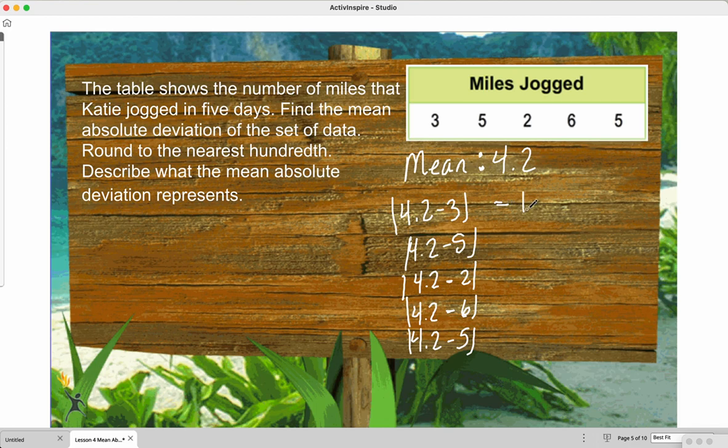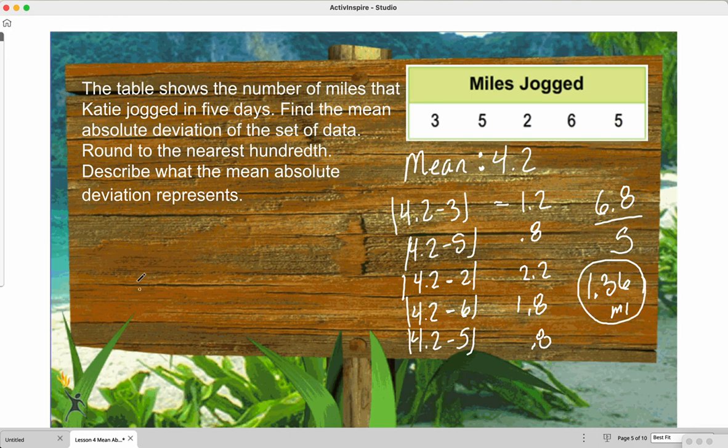So you get 1 2/10. You get 8/10. This time we're going to get 2 2/10. We're going to get 1 8/10. And finally another 8/10. Okay? So now that you've got all those data points, you're going to add them up. 1 2/10, 2 2/10, 1 8/10, and you're going to get a total of 6 8/10. You're going to divide that by 5. And that's how you're going to get your MAD of 1 36/100 miles. That's her mean absolute deviation.